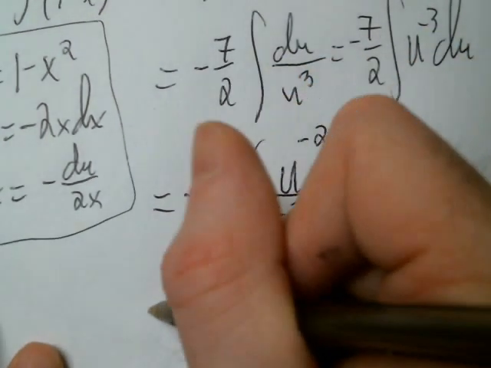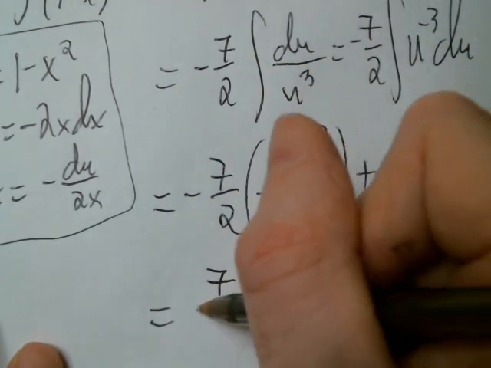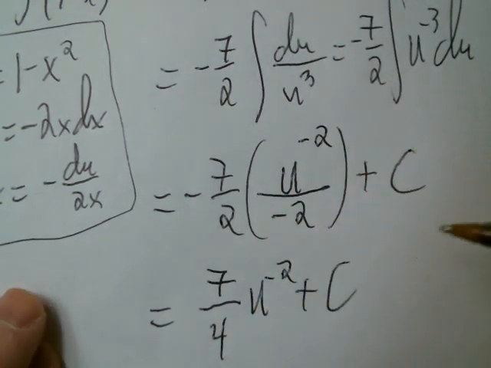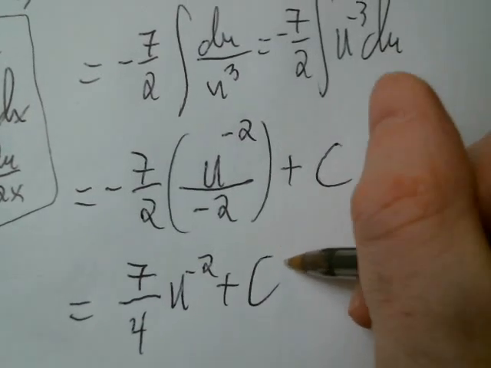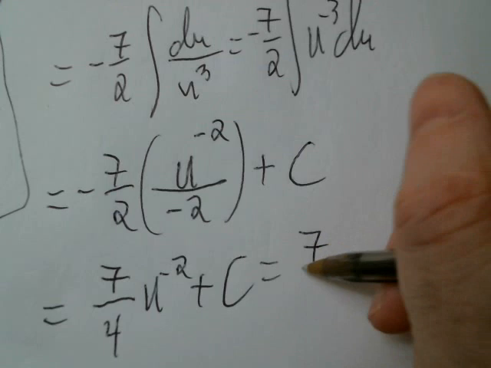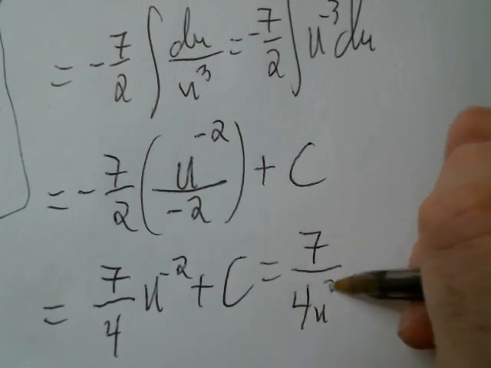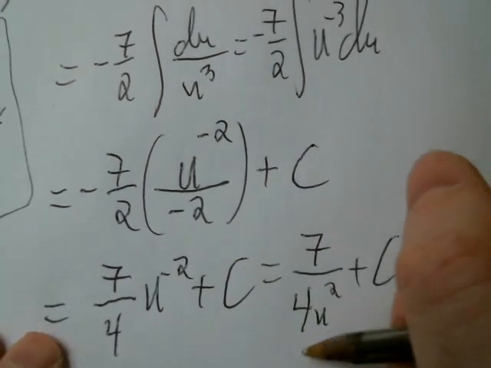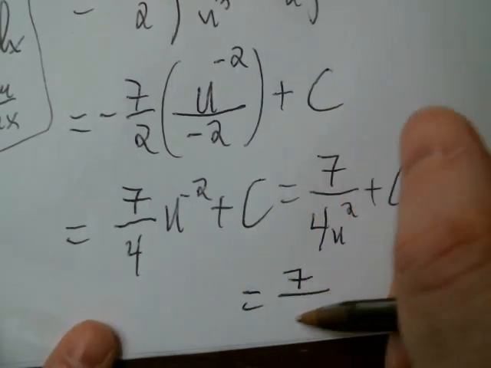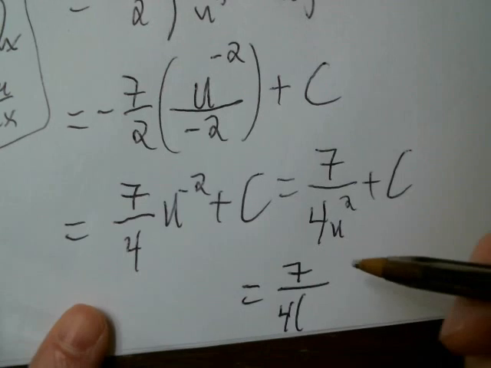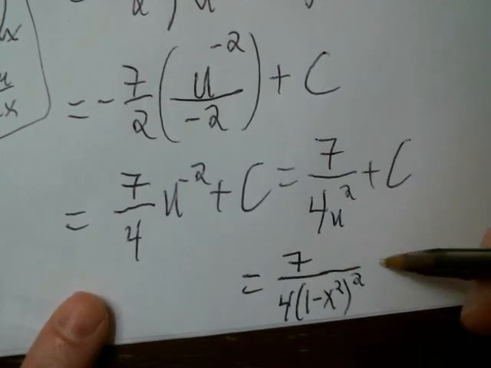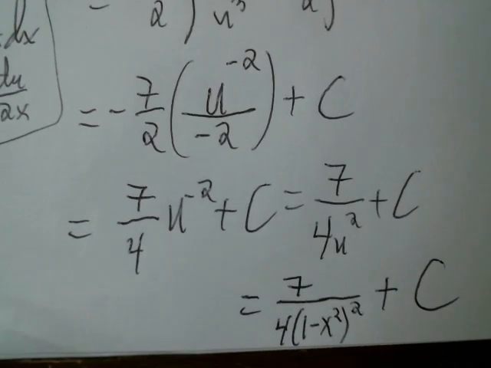So negative times negative is positive, 7/4 u to the negative 2 plus c. Let's clean it up a little bit at a time. I'm going to drop this to the denominator, so it would be 7 all over 4 u squared plus c. And then you always have to back substitute. So if you begin in x, you must end in x. So I have 7 all over 4 times (1 minus x squared) squared plus your integration constant.